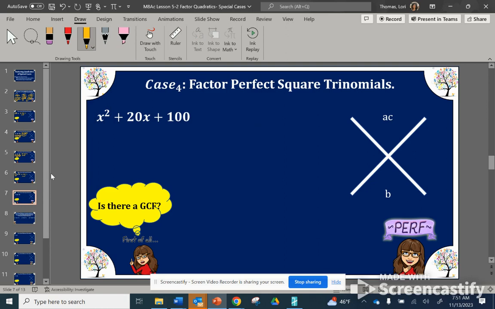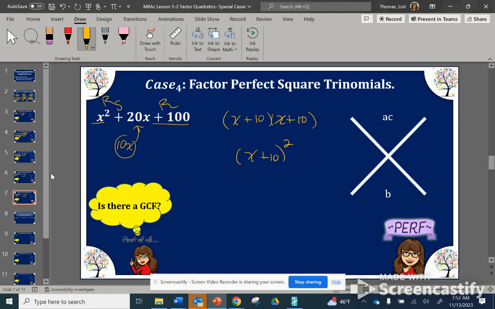We do not have a GCF. We have a perfect square and a perfect square. If I take the root of x squared and the root of 100, if I double 10x, I get the middle term of 20x. So this is a perfect square trinomial. So I'm going to take the root, the sign, and the root. And here are my 2 factors. So this is factoring a perfect square trinomial. We'll say root, sign, root.